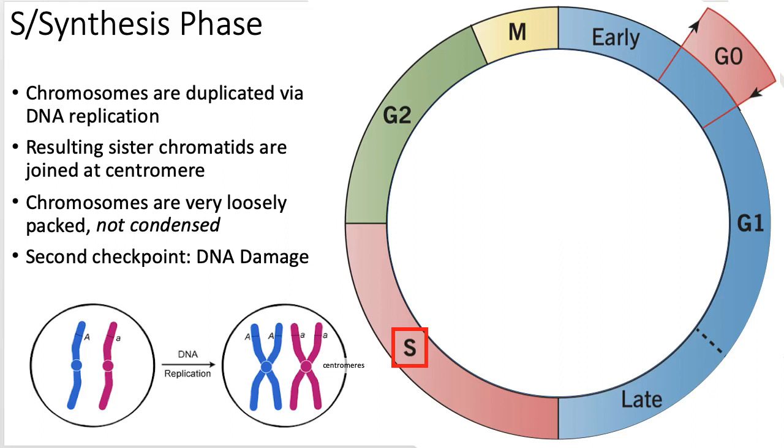That's going to result in sister chromatids. So if I have, let's say this chromosome was from dad, and this chromosome was from mom. Let's say it's the 13th chromosome.